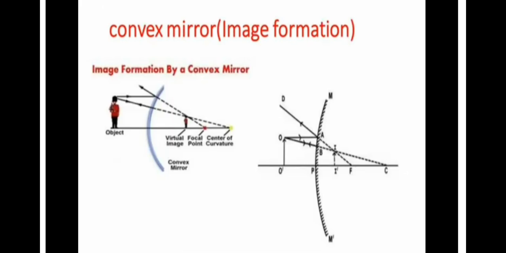The ray OA parallel to the principal axis is reflected along AB, and the ray OB retraces its path. The two reflected rays diverge, but they appear to intersect at I' when produced backwards. Thus I' is the image of the object O'. It is virtual, erect, and smaller than the object.